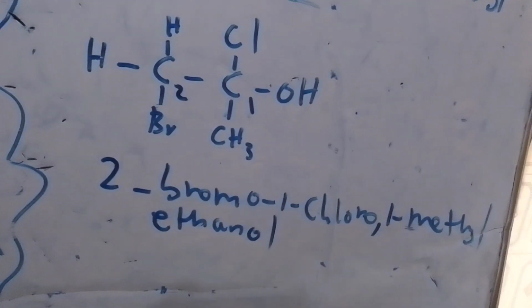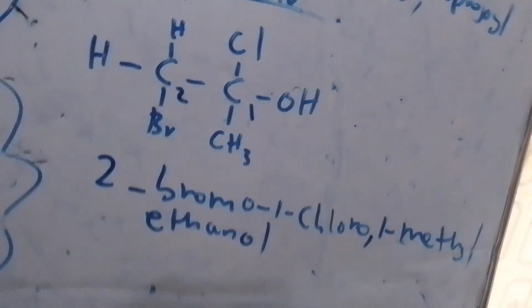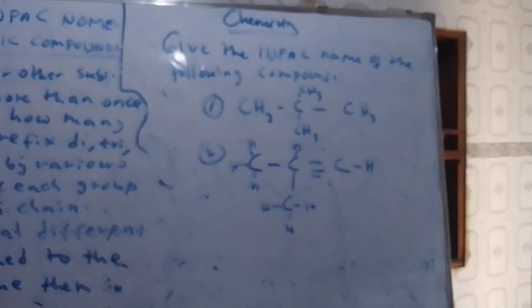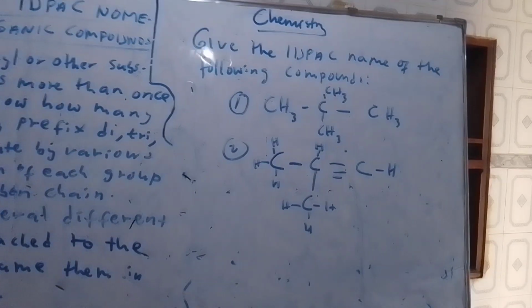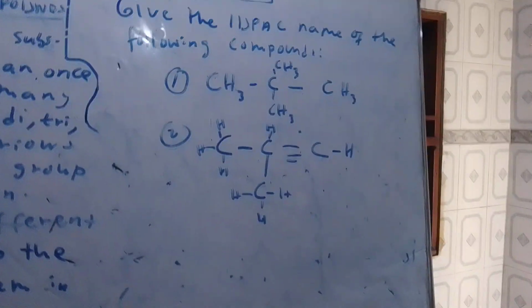Now we shall solve as many examples as possible so that you get a better understanding of the naming of organic compounds. Looking at these examples here, give the IUPAC name of the following compound. We are asked to give the IUPAC name of the compound here. Okay, now let's look at one.